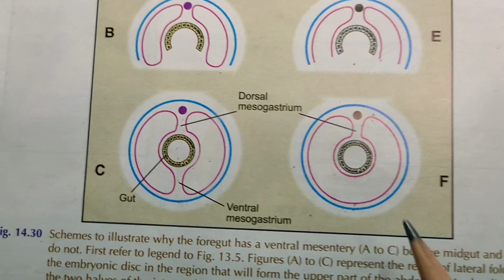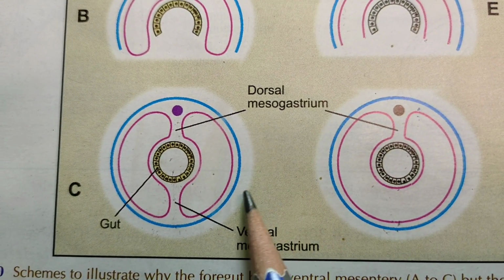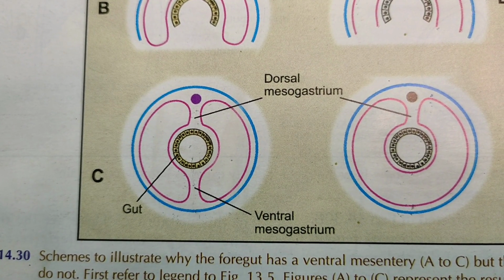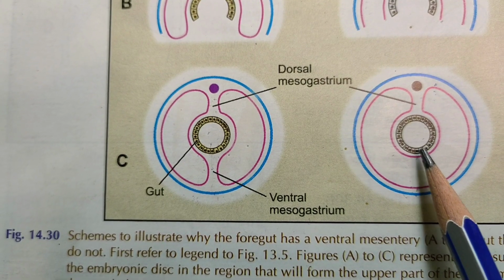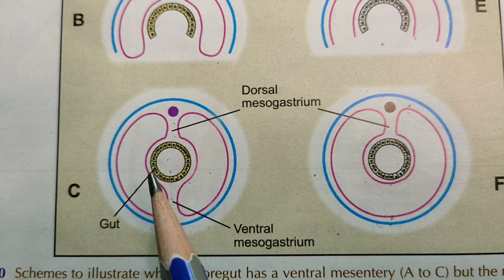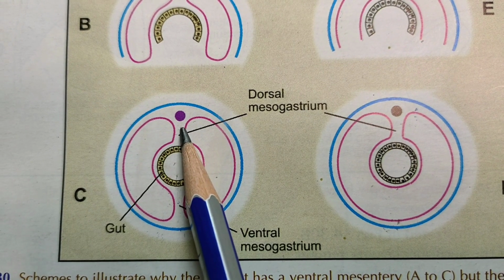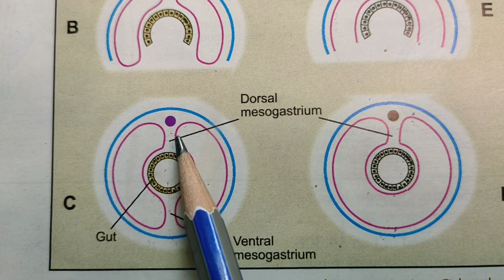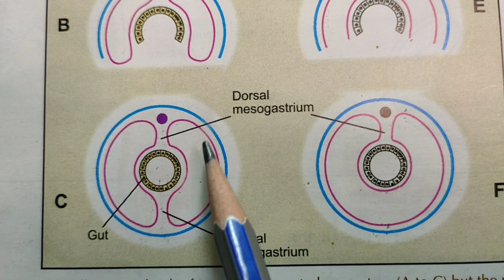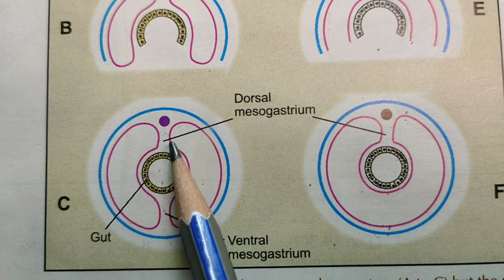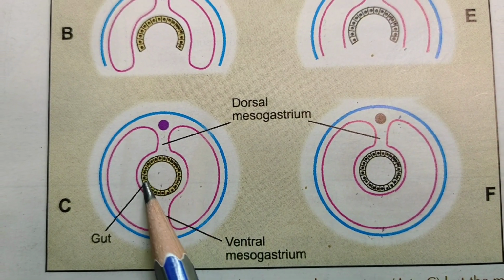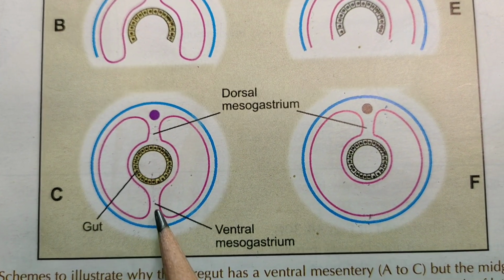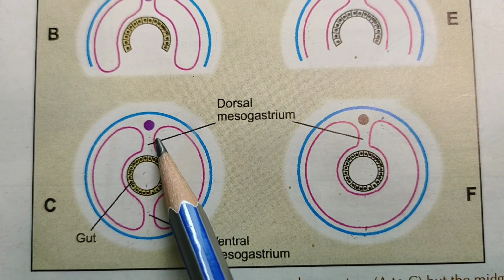So at the end of the lateral folding, this is the formation of the foregut, and this is the formation of the midgut and hindgut. In the development of the foregut, this is the dorsal mesogastrium and this is the ventral mesogastrium. This ventral and dorsal mesogastrium is nothing but the continuation of somatopleuric and splanchnopleuric intraembryonic mesoderm. So this is the foregut, which is made up of endoderm.